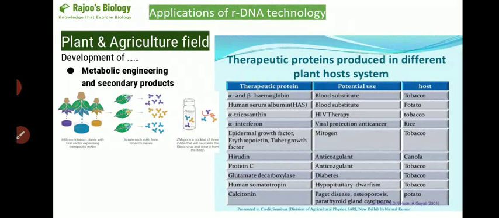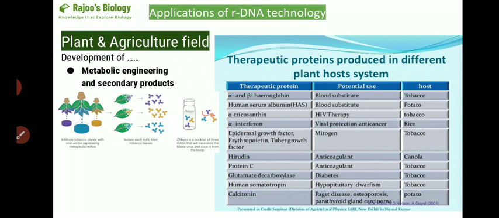The plants are also modified through rDNA technology for the production of primary as well as secondary products, in which a foreign gene is introduced into the plant, which grows this foreign protein, and you can recover it from the plant. The best examples are listed here. Alpha and beta hemoglobin, a blood substitute, is produced in the tobacco plant. Serum human albumin, a blood substitute, is produced from the potato.